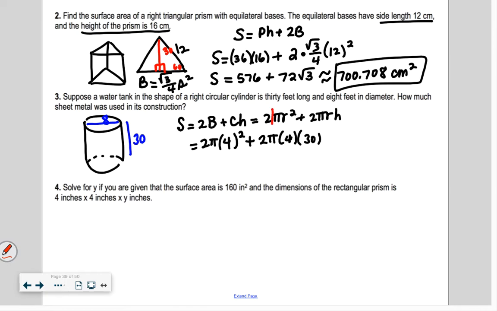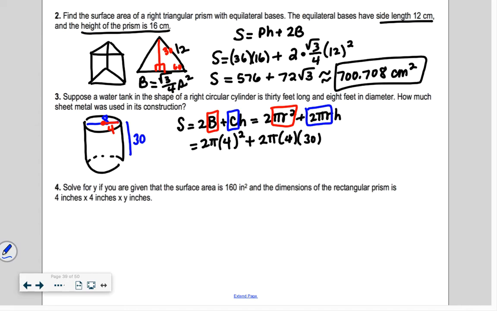Where'd you get the 4 from? The 4 is going to be the radius because the diameter was 8. And then, how did I find the 30? The 30 was given in the problem. It's 30 feet long, like 30 feet in height, I guess I should say.